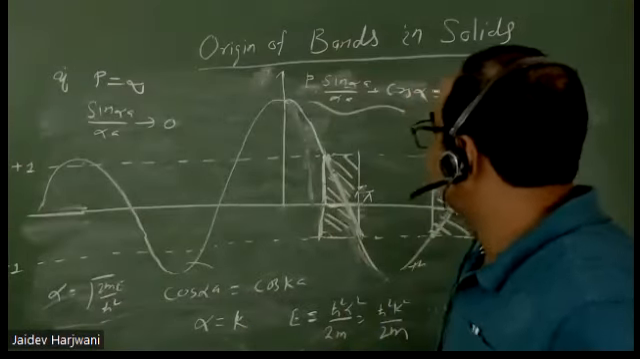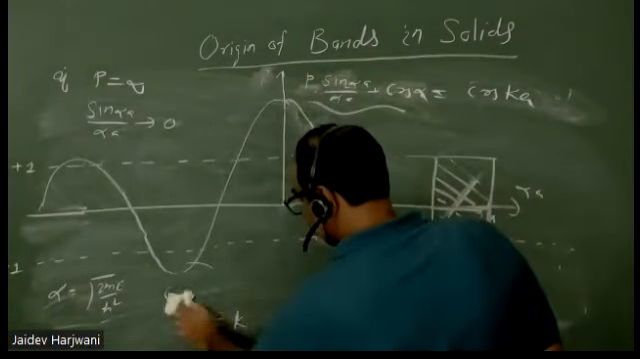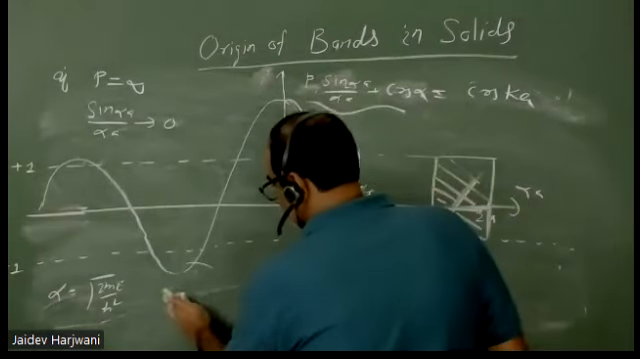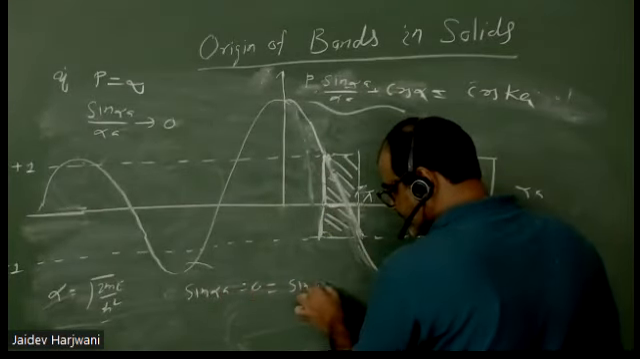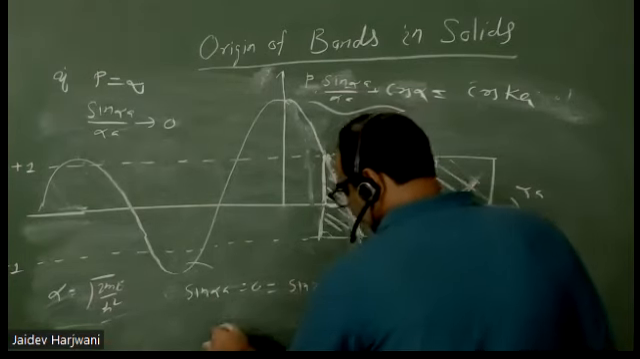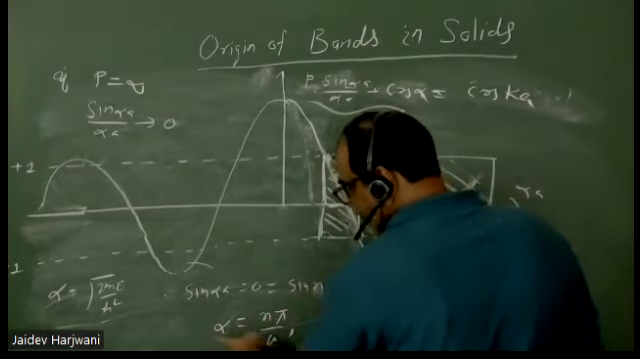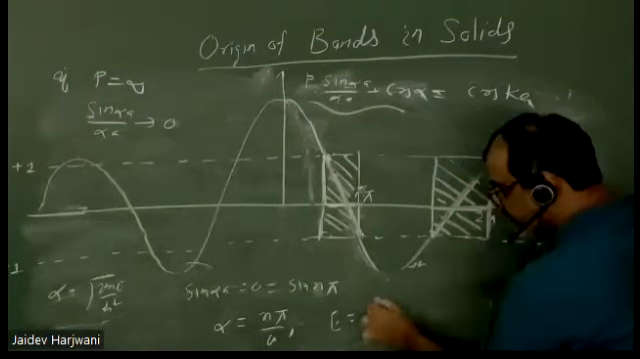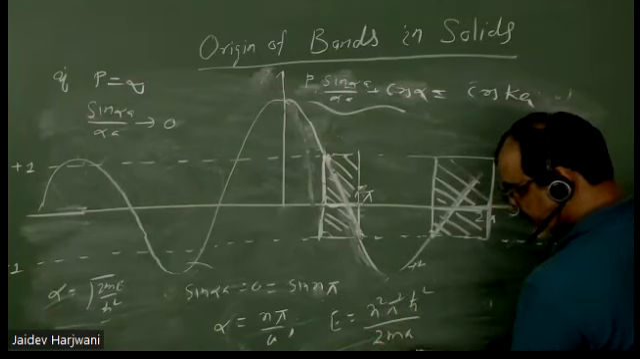What mistake have we made here? If this term is 0, sorry, if sin alpha a is 0, that is sin alpha a equal to n pi, so your alpha value will be n pi by a. Then we'll get E equal to n square pi square h cut square upon 2m a square.